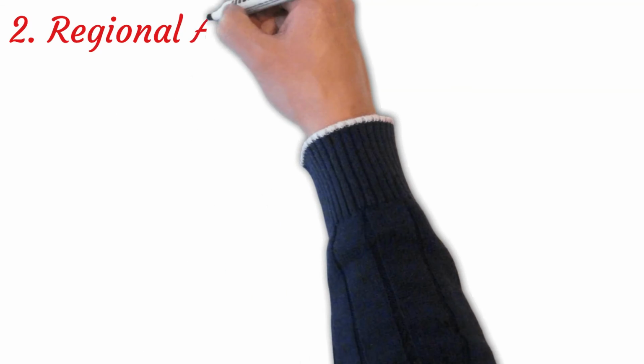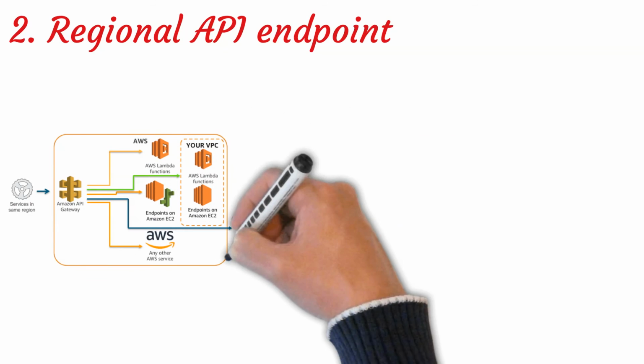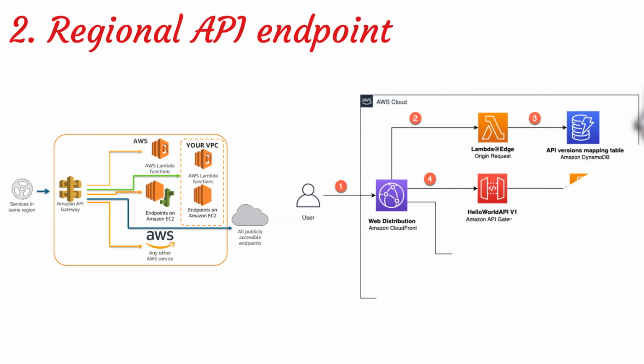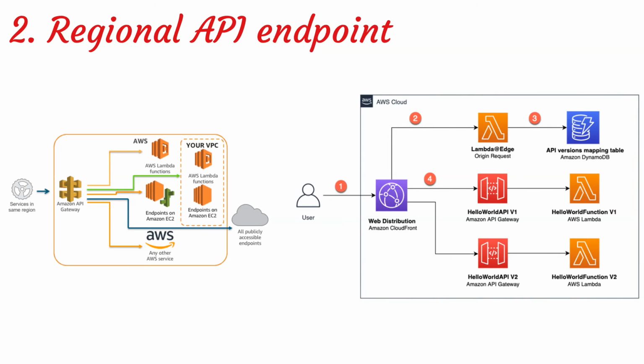2. Regional API endpoint. This is mainly used if you want to serve traffic within a region. Here, API requests are targeted directly to the region-specific API Gateway API, without going through any CloudFront distribution.